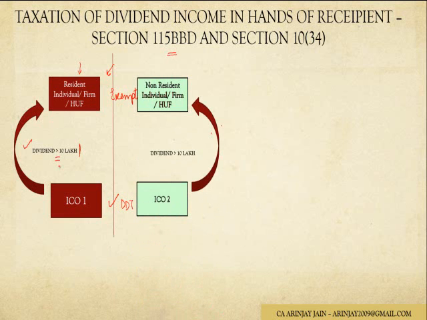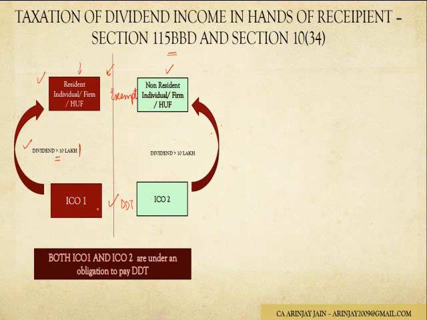greater than 10 lakh and dividend which is less than 10 lakh. And again, there's a distinction between a resident individual, firm or HUF, or a non-resident who's falling under these categories. What it proposes is that in both these cases, wherever an Indian company declares dividend, the Indian company will have to pay dividend distribution tax.